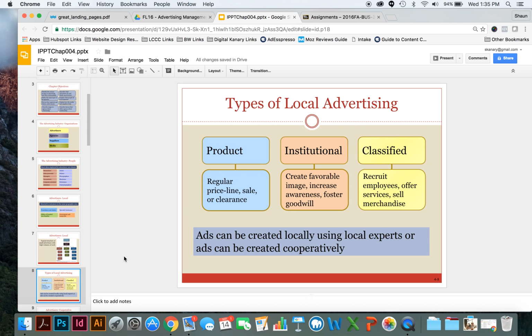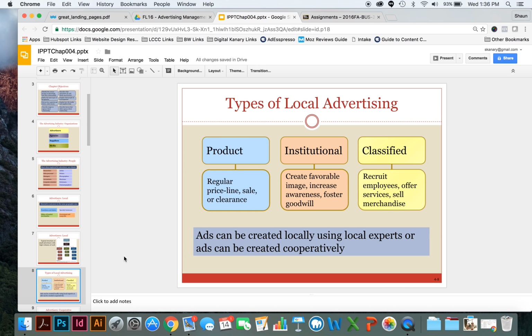Types of local advertising. The types of local advertising are product advertisements. You'll see these a lot in ads that are featuring a certain product or service for sale. You have institutional ads that are more of imaging or branding ads. You'll know that this is that type of ad because there's no individual product. It's more about the company and what the company stands for and what they're doing. And then, of course, classified ads. You'll see this a lot with HR, people putting together advertising for positions to be hired, or even selling merchandise.